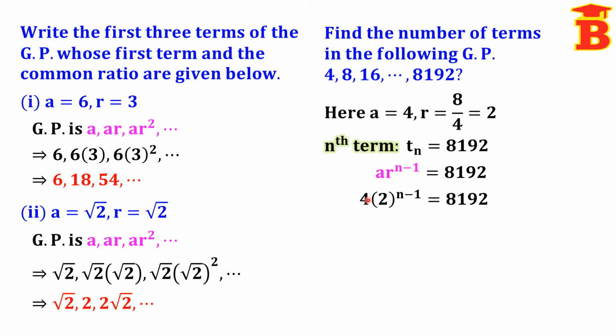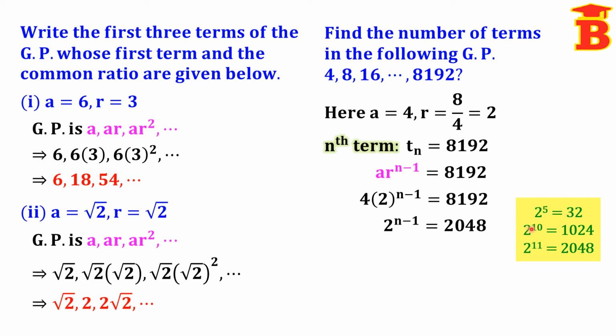This 4 take right side and divide, we get 2048. And this number we have to write as 2 power any number, because left side we have 2 power n minus 1. Since left hand side is 2 power, we have to write this right hand side also 2 power. Then only we can equate both sides.